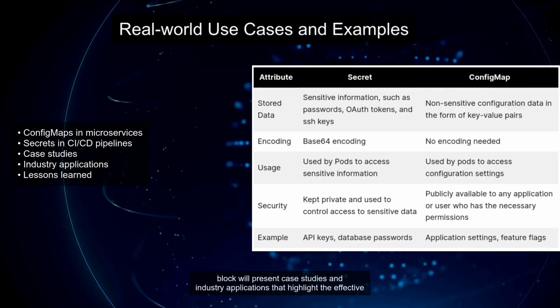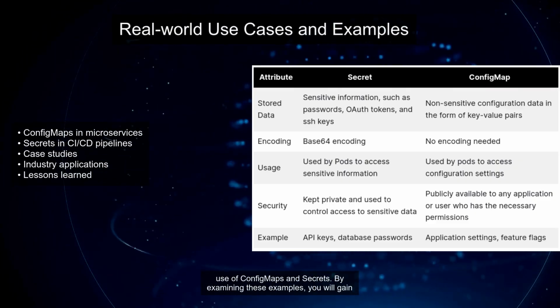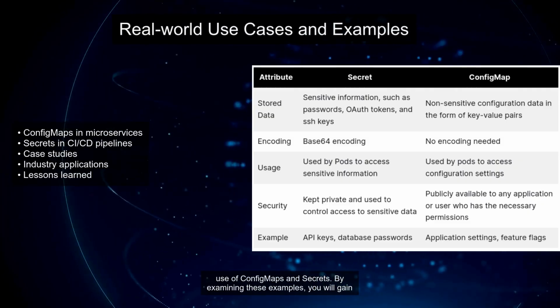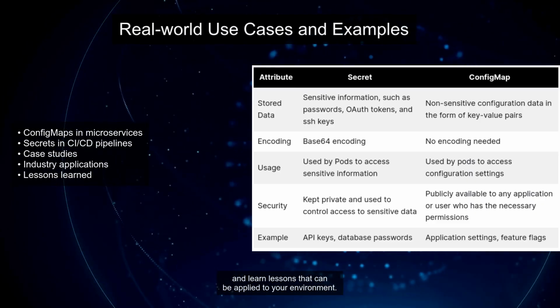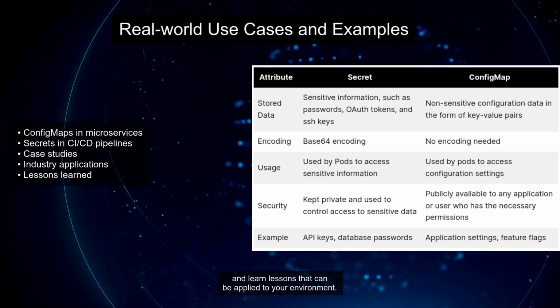This block will present case studies and industry applications that highlight the effective use of config maps and secrets. By examining these examples, you will gain insights into how other organizations leverage Kubernetes for configuration and secrets management, and learn lessons that can be applied to your environment.